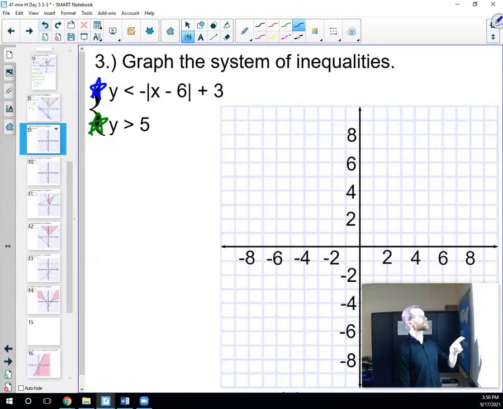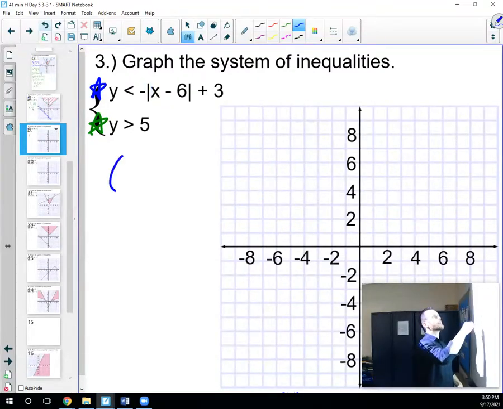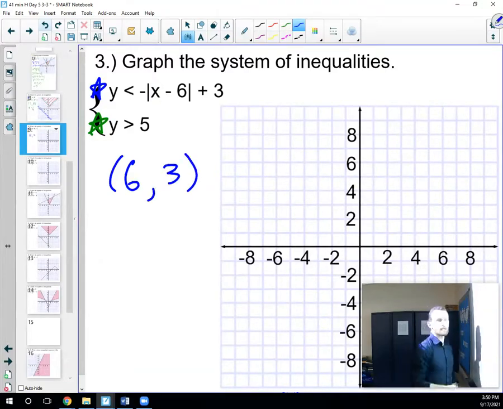And this is already in vertex form, because we see a 1 in front of the x. So let's just find the h and k. The h value would be a positive 6. The k value is a positive 3. Let's graph that vertex. So that's 6 and 3 right here.